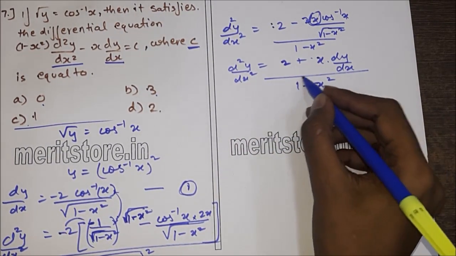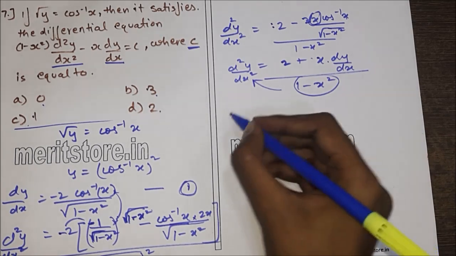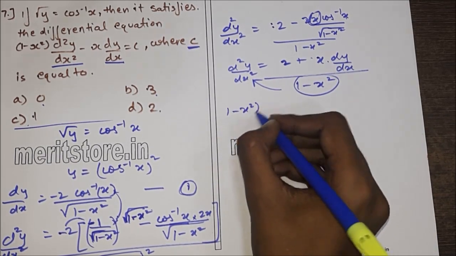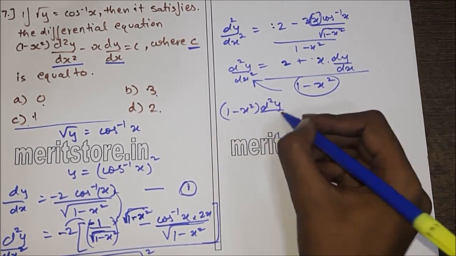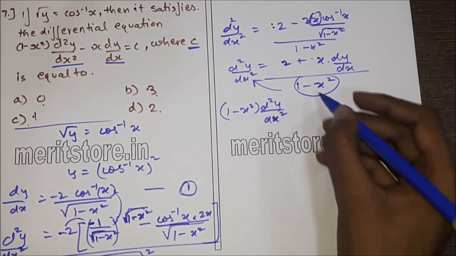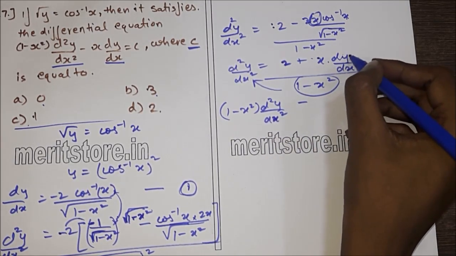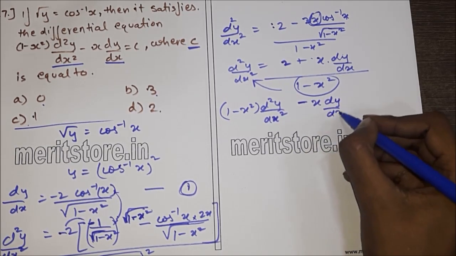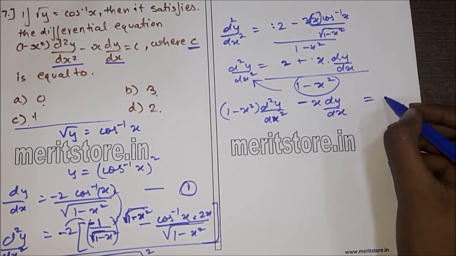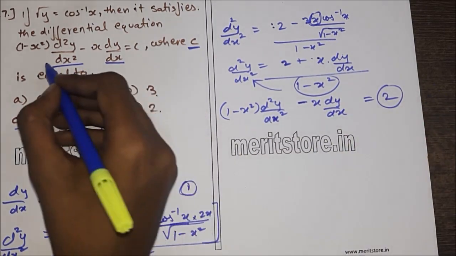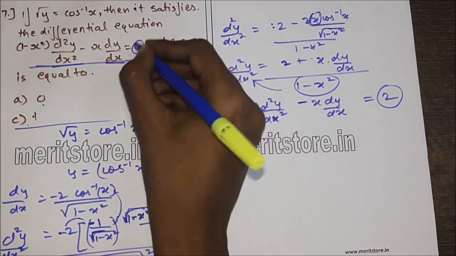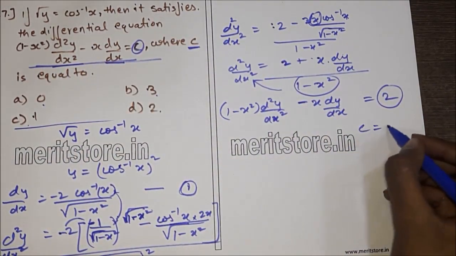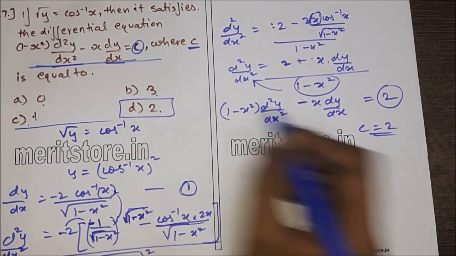So therefore, taking this term to LHS, we get 1 minus x square d2y by dx square, minus, shifting this to LHS, so minus x dy by dx is equal to 2. So comparing this with the given equation, we can say C is equal to 2. So the option is D, which is 2.